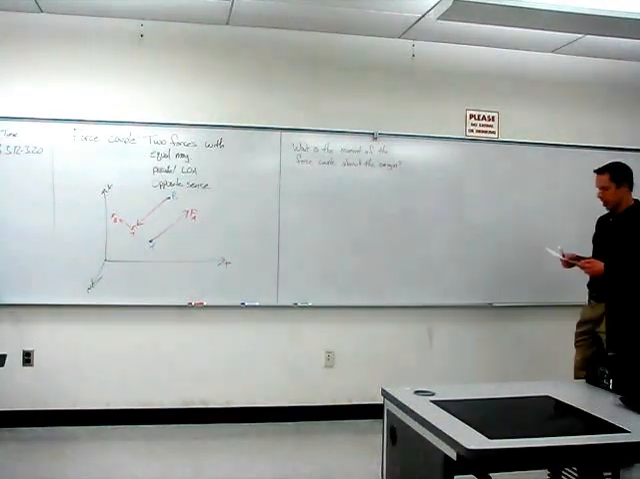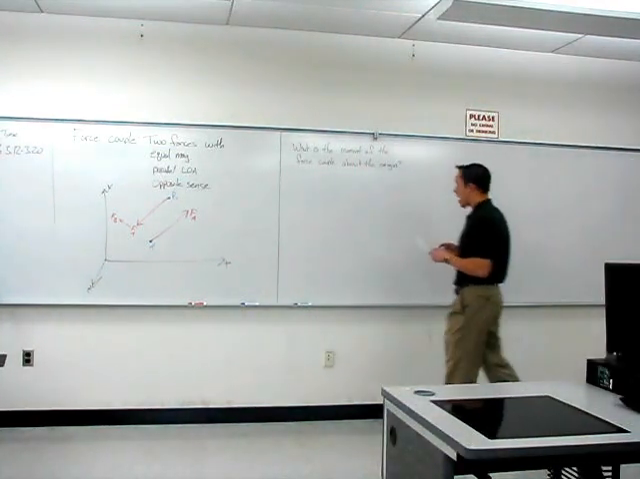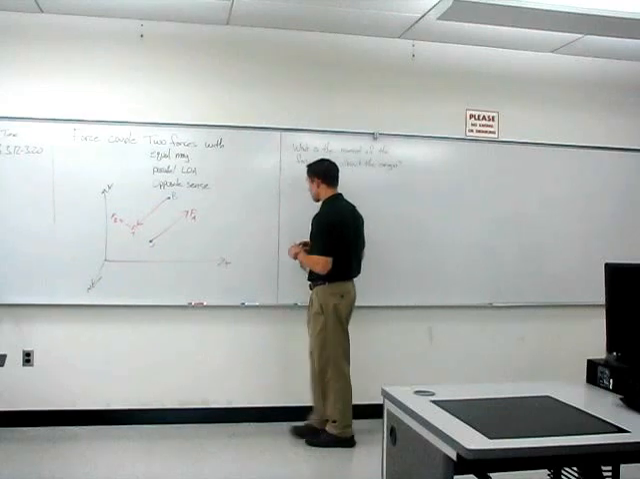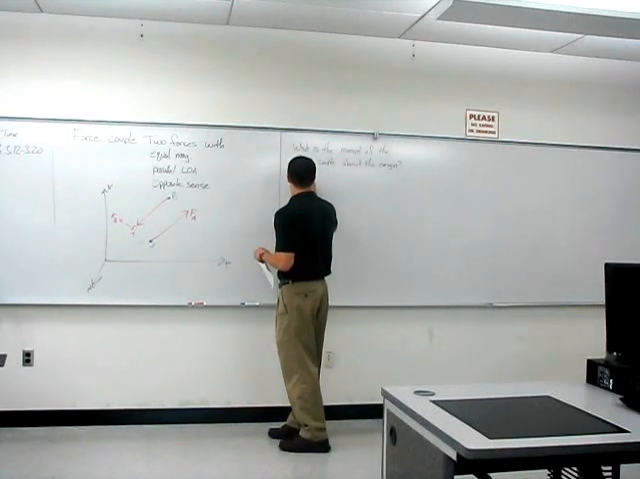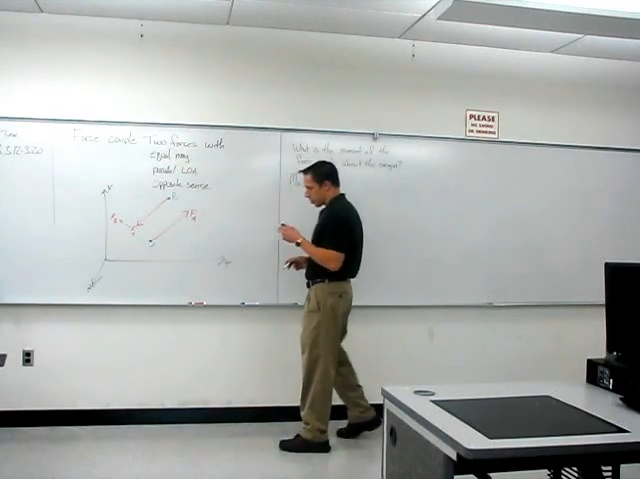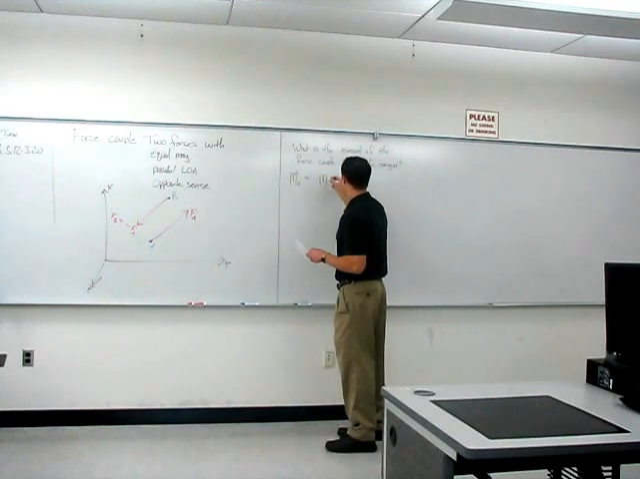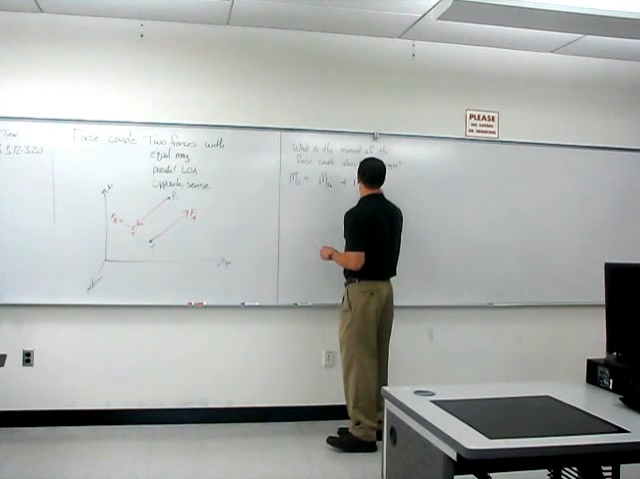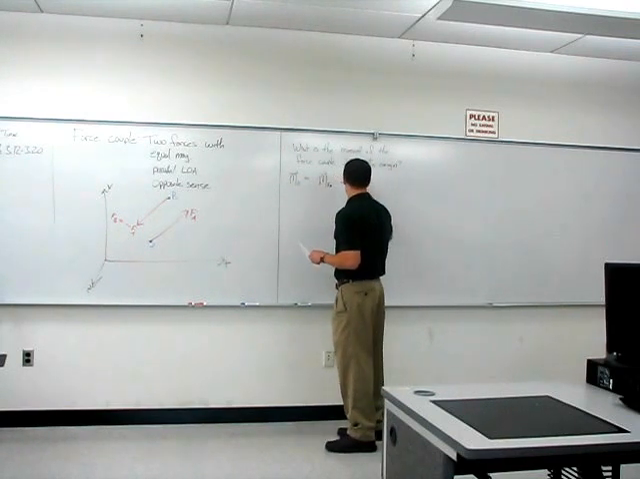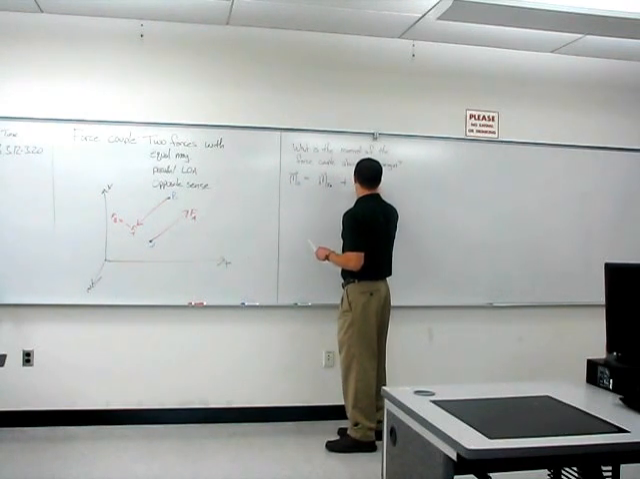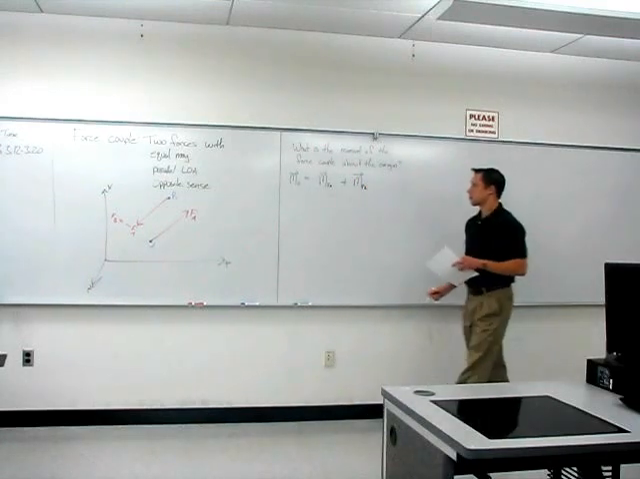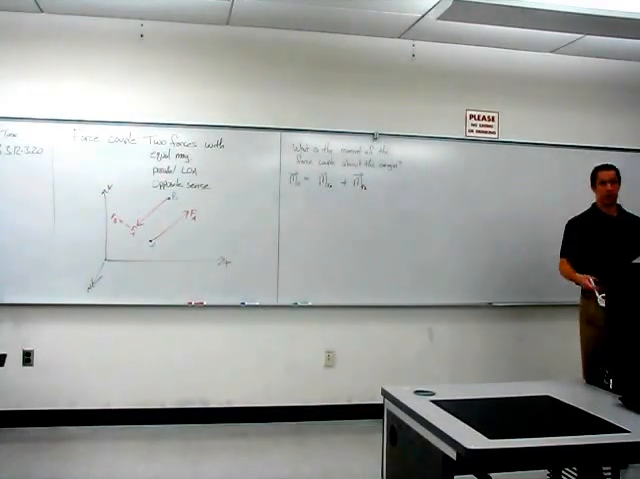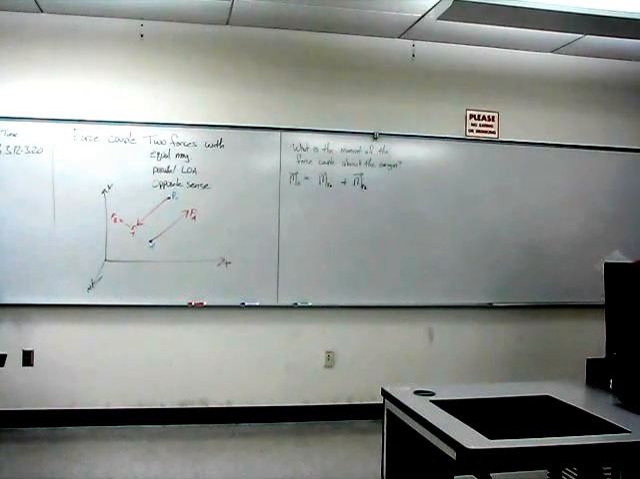Okay? So let's see what happens here. If we want the moment around the origin, what I'm going to need to do is take the moment for FA and add to that the moment of FB, because we have two forces in the force couple. Each one creates or has some moment about the origin. Well, if I add those two together, then I get the total moment for the force couple.